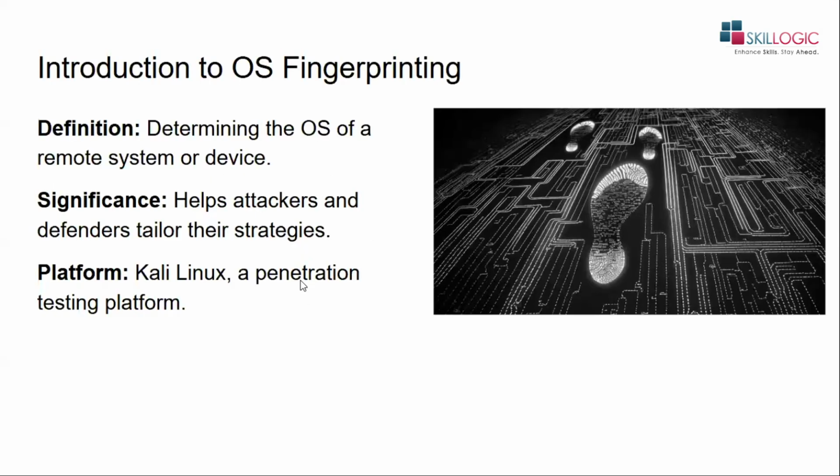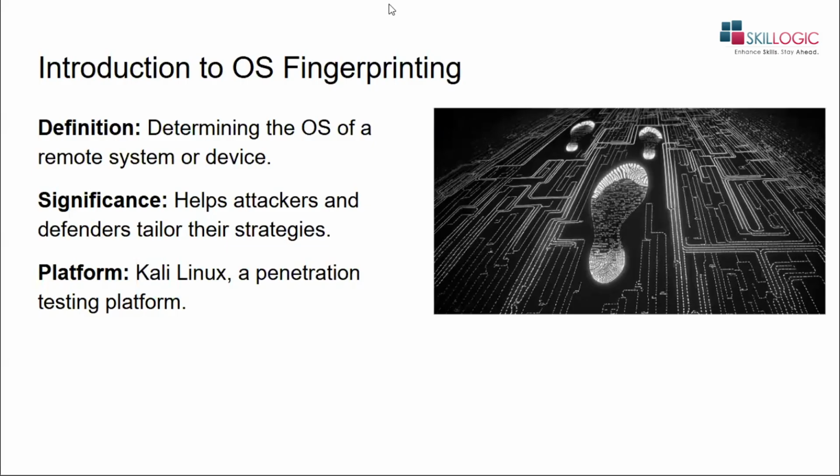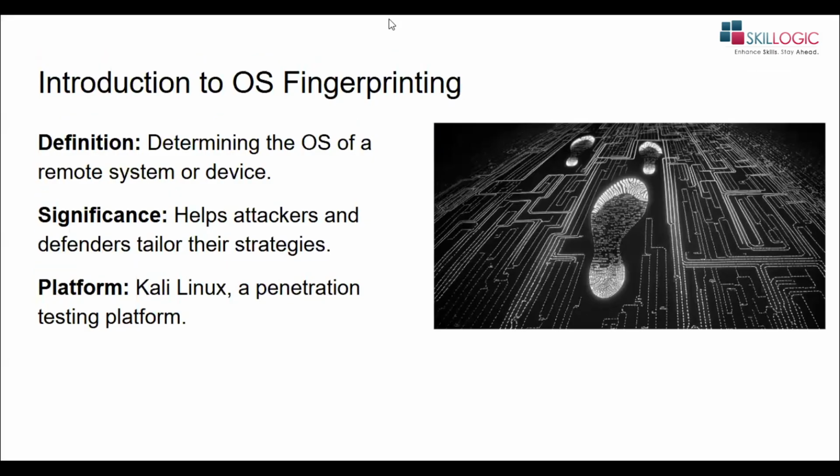Fingerprinting, in simple words, is determining the operating system of a remote system, device, or network. It is also referred to as OS detection. It is just determining which specific operating system is running on a remote system or a network device.